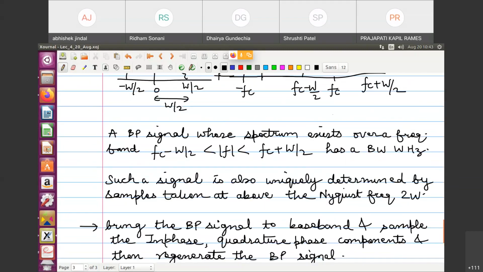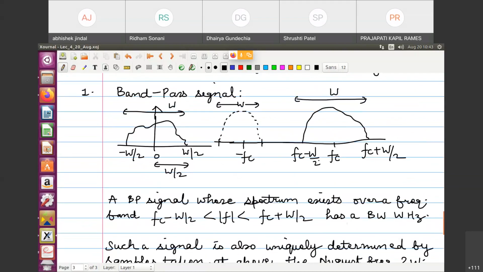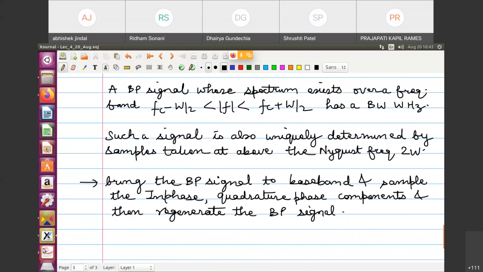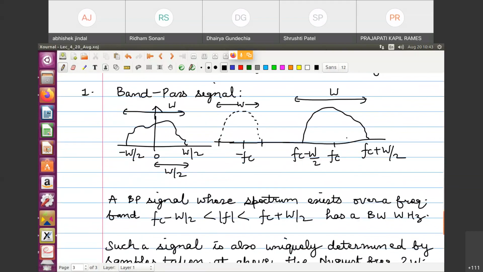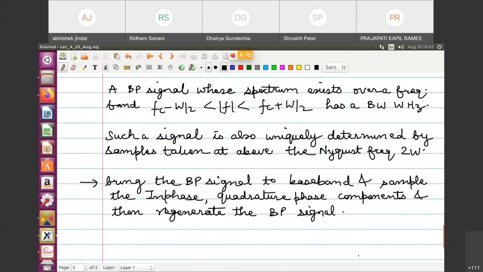Means if we need to explain that this is feasible, that if the bandwidth of this passband signal is W, then I need to only sample at 2W. One way, which seems to be inefficient, is that we bring this bandpass signal to the baseband. It means we convert this signal to a signal of this form. But now this signal will have two components: one is the in-phase component and one is the quadrature phase component. Then you need to sample the two components and then regenerate the bandpass signal. Okay, so this is important.